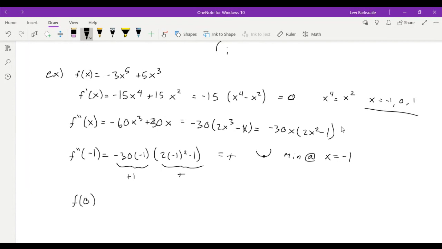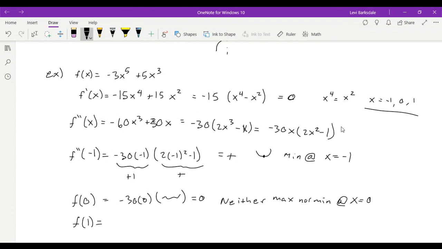If we plug in 0, well, here we get negative 30 times 0 times something else. We don't really care because of this 0, it ends up being 0. So because it has no concavity, it is neither a max nor a minimum at x equal to 0.